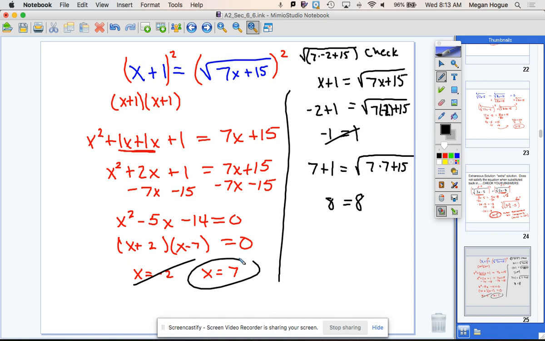I'll trust him. So 7 is an answer. Usually, but not always, you get one of the 2 to work. But you can't have both be extraneous. So just because you get the first one to be extraneous doesn't mean you can just assume the second one will work. You do have to check both of them.